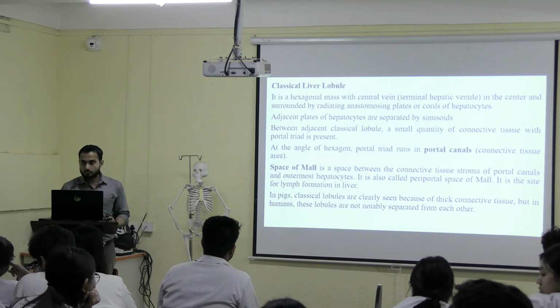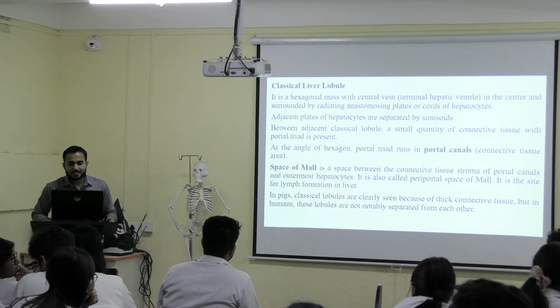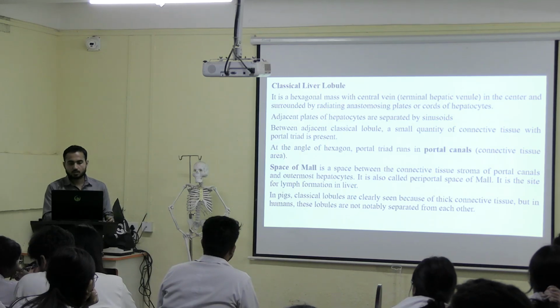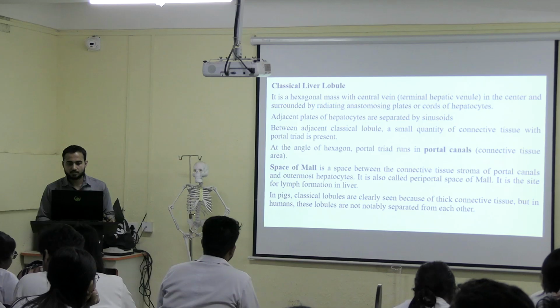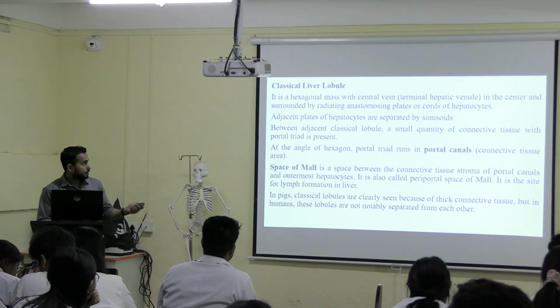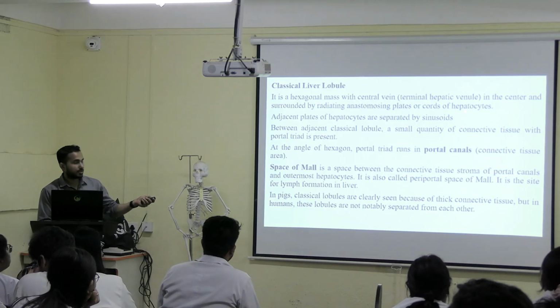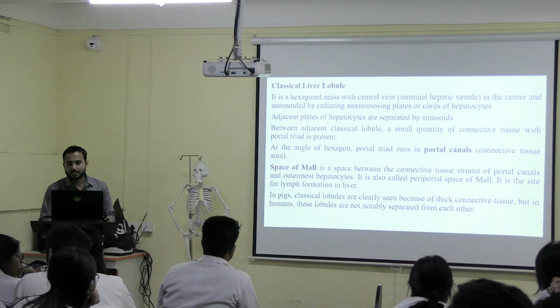In the classical liver lobule, as I said, it is hexagonal in shape. What is present at the center? At the center we get the central vein, and it is surrounded by radiating anastomosing plates or cords of hepatocytes. Adjacent plates of hepatocytes are separated by sinusoids.